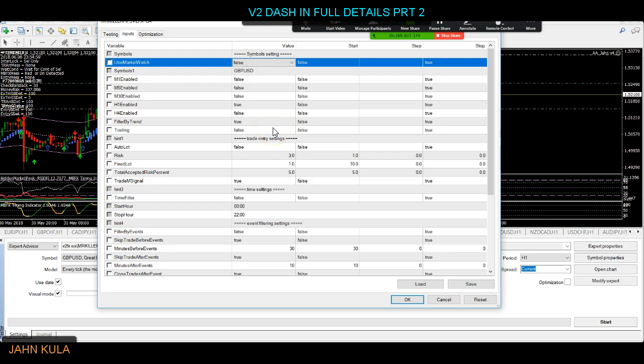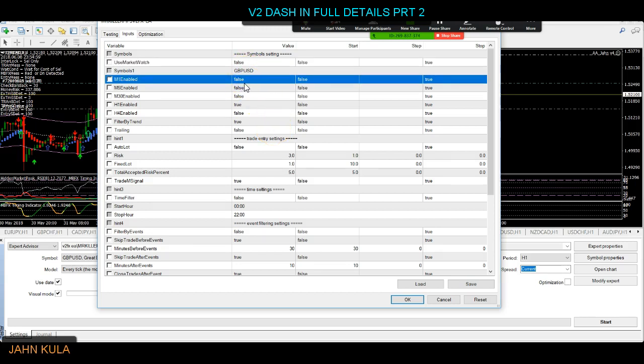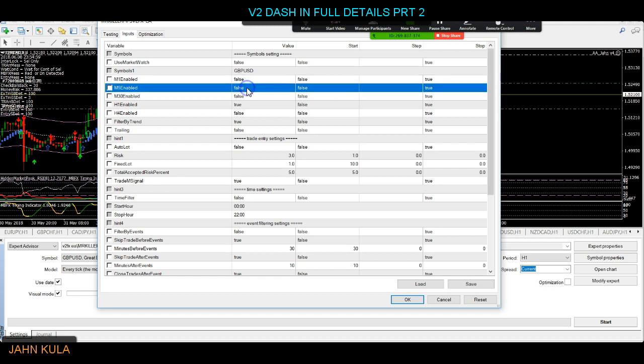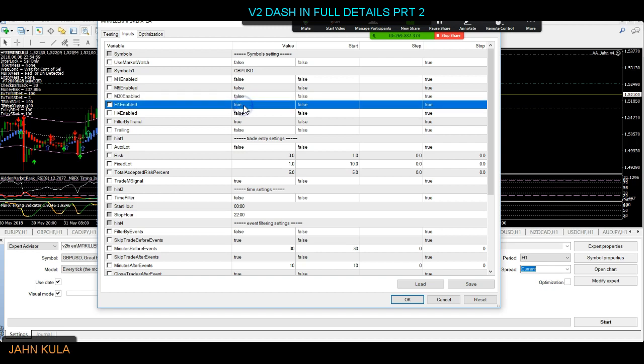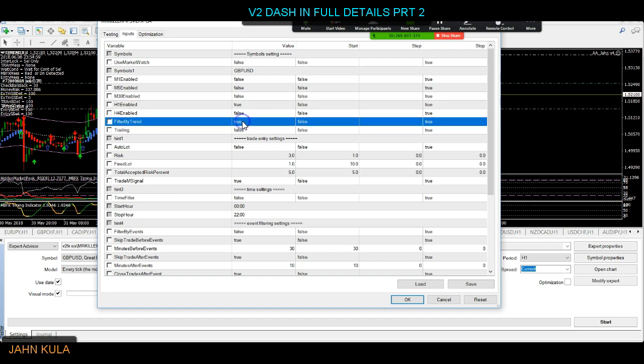Yeah, so for testing purposes, we're going to put it on GBP USD. The M1 is too much noise, the M5 is too much noise, and so is the M30, but we're going to test it on the H1, which is okay. So just trade on H1 and H4, because that's where you can get good profits. And when it comes to filter by the trend, that's true.